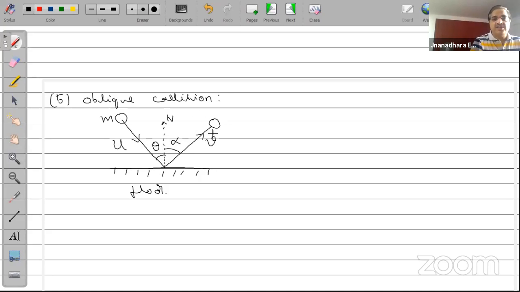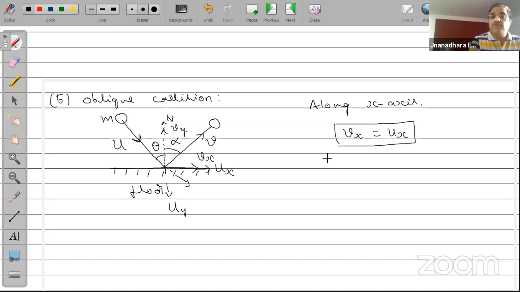In such a case, you can easily show that the components of the velocity, maybe I'll take this as u and then write this as ux and this as uy. Similarly, for the final velocity, I will write this as vx and this as vy. You can show that along the x-axis, Vx will be equal to Ux. There is no change in velocity, because there's no force at all to change the velocity, and therefore it will remain the same.